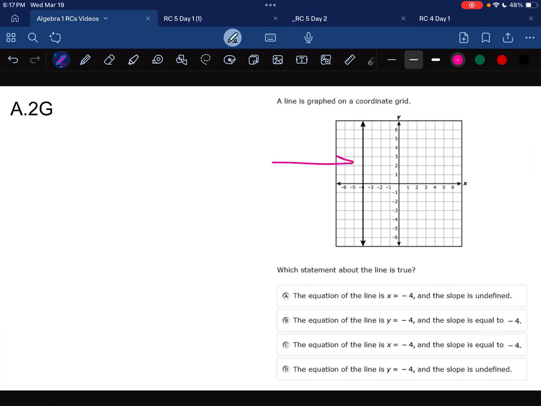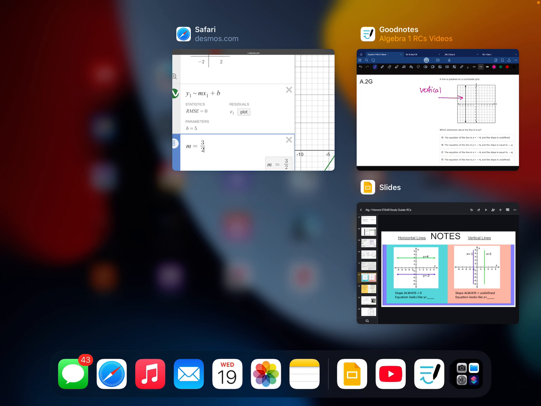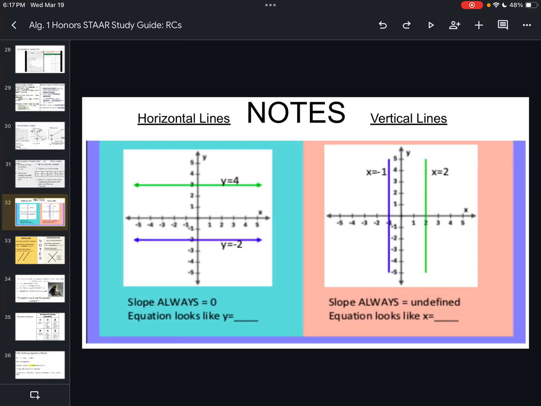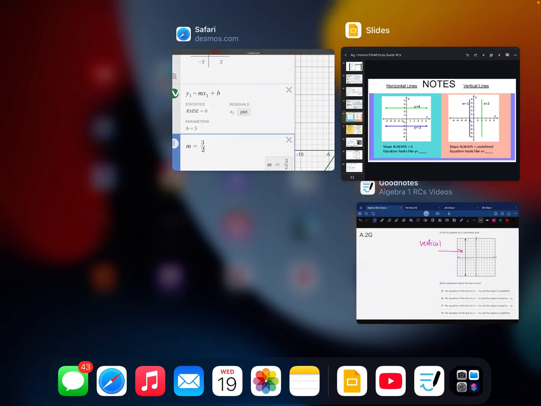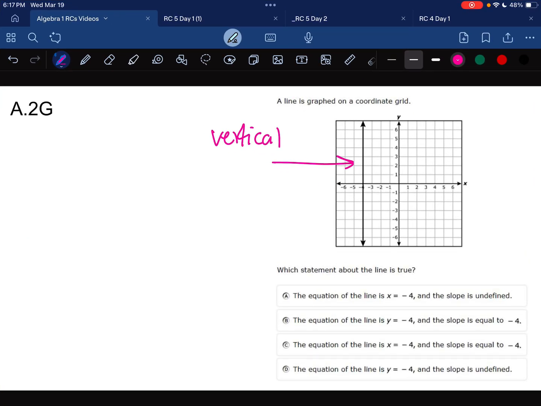Perfect. I am dealing with a vertical line. So going back to my notes, if it is a vertical line, will the slope be undefined or 0? It would be undefined. So, knowing that my slope is undefined, which answer choices can you eliminate? B and C, because we know that it's undefined.